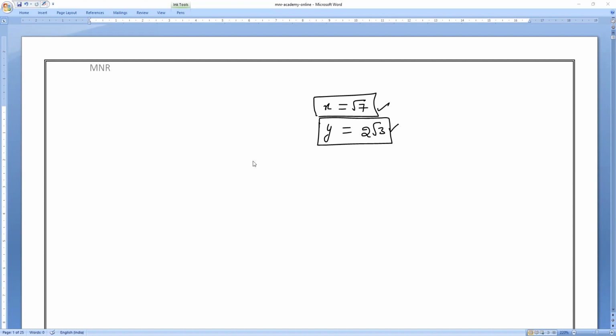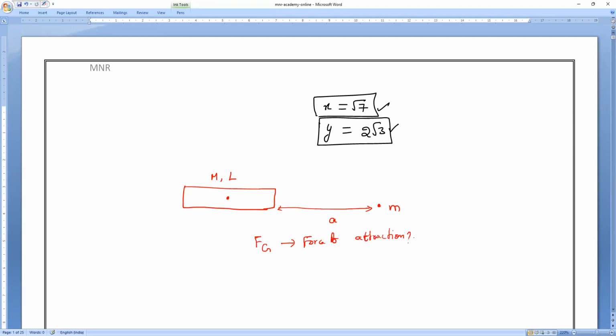Okay, so let us take a rectangular glass rod. All of you observe, its center of mass is COM, its mass is M, and it has a length L. Clear, everyone? And there is a point mass m, which is A meters away from it. Now the question is, find the force of attraction FG between them.